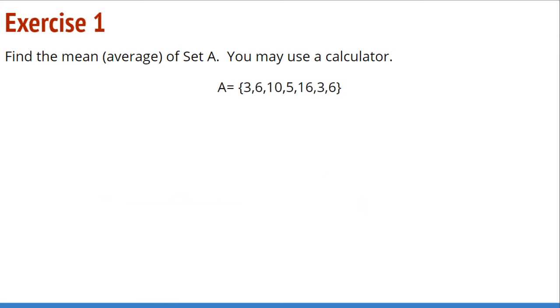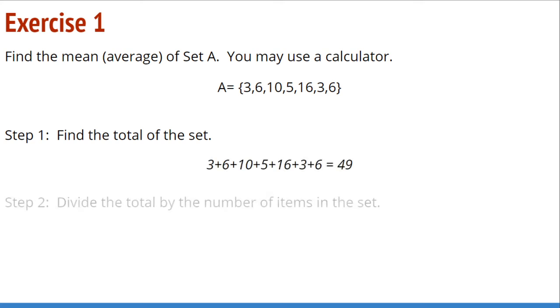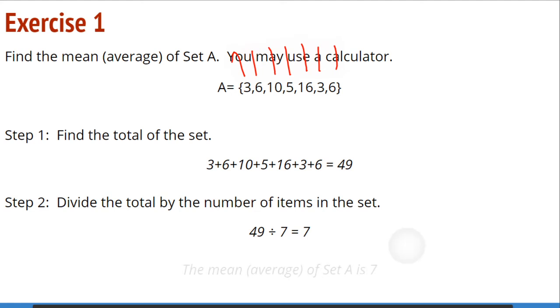All right, exercise 1. So we're going to find the average of set A, and you may use a calculator. So step 1, pause the video, find the average, and then come back and compare your work. So add everything together, and you total it together and get 49, and then divide the total number of items in the set. So 49 divided by 1, 2, 3, 4, 5, 6, 7. 49 divided by 7 is 7, and the mean of set A is 7.